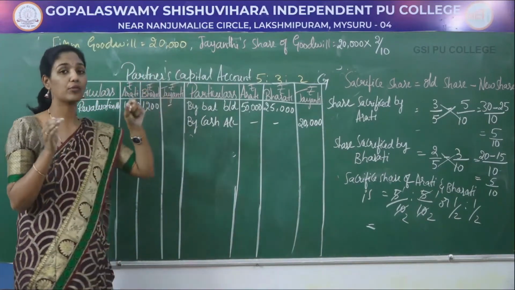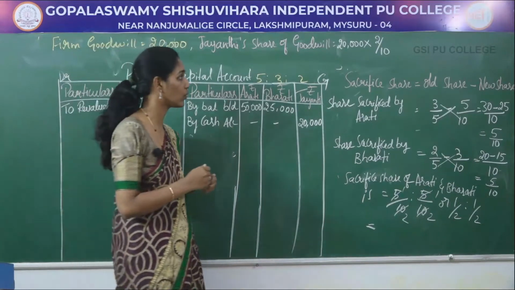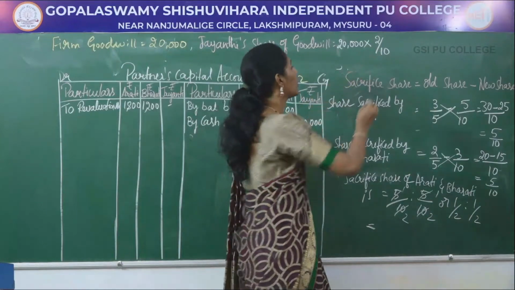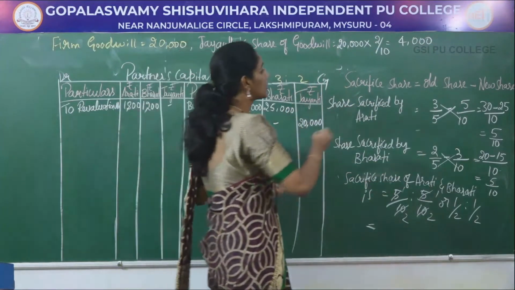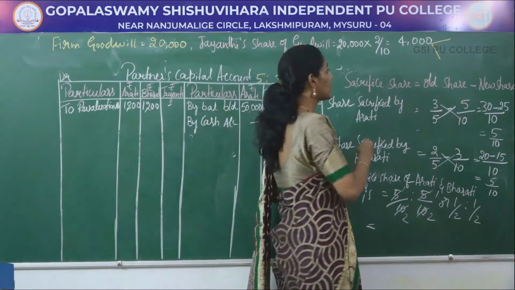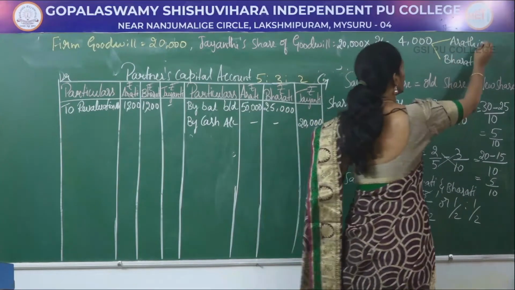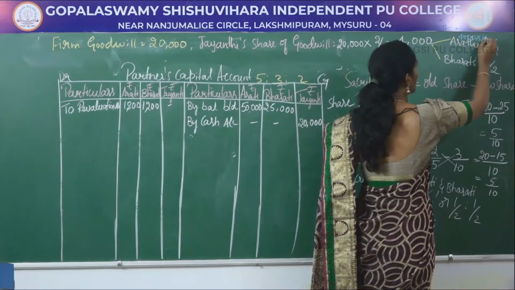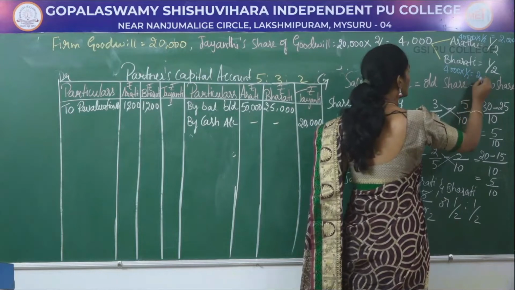In that 20,000 we have to find out Jayanti's share of goodwill. So 20,000 into her share, 20,000 into 2/10, you will get 4,000. This is her share of goodwill, and it must be distributed among all partners in their sacrifice share. 4,000 to Arati and Bharati in their sacrifice share. So 4,000 into 1/2, you will get 2,000.